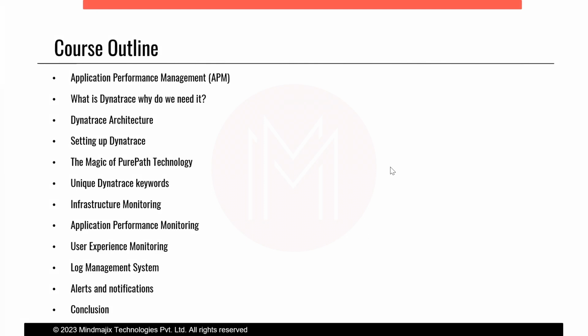How do we do infrastructure monitoring and application performance monitoring? What are the features available in terms of user experience monitoring? How do we do log management? How do we set up alerts, or what features can be leveraged in Dynatrace for setting up alerts and notifications? And in conclusion, we'll describe the best use cases that can be derived out of Dynatrace.